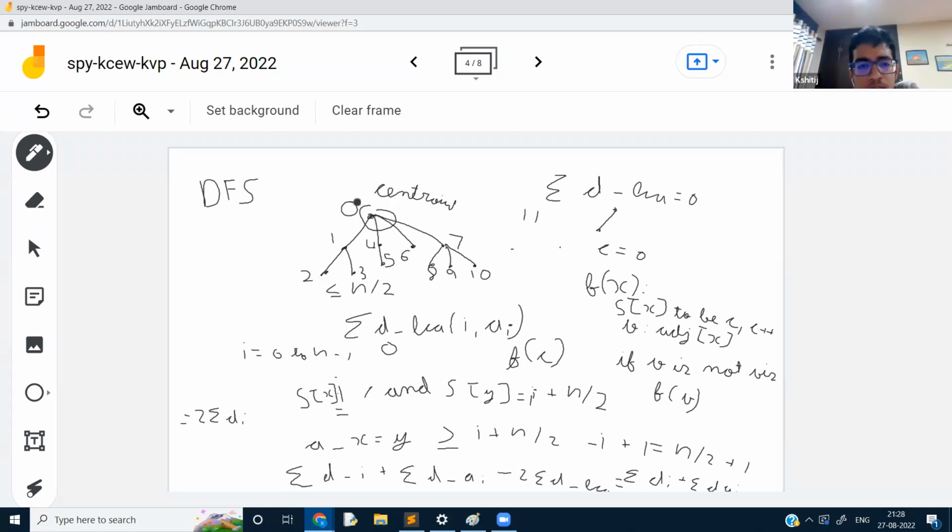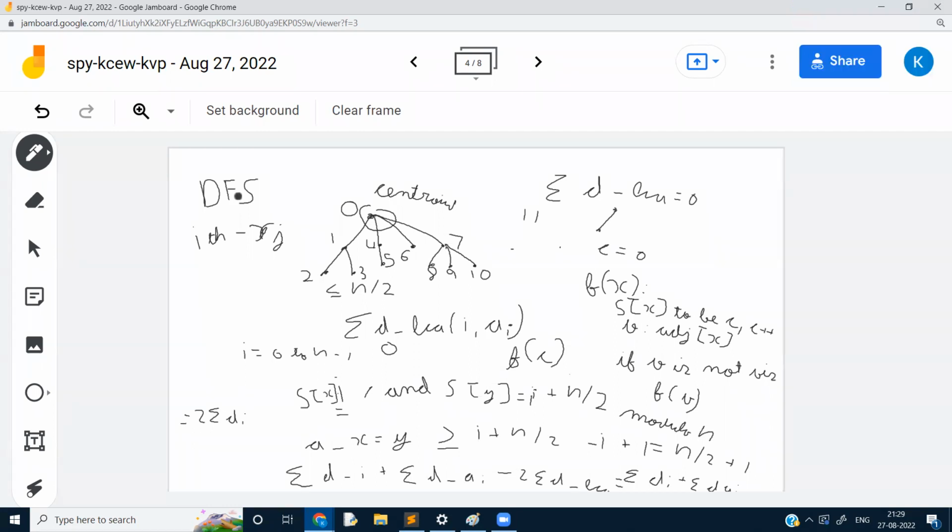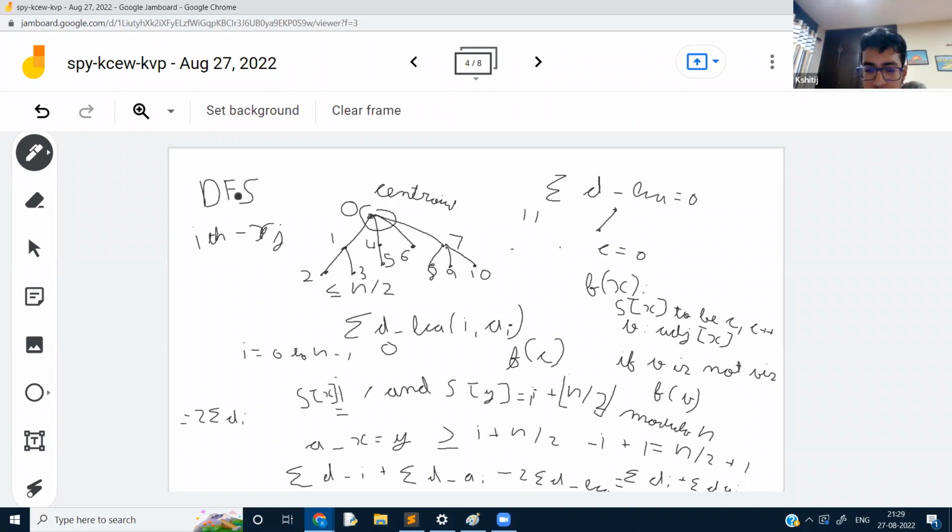No, we don't add n to this. We basically match the 0th node with the n by 2 node. This is not the number of the node, but the start time. So basically, the start time i node will be assigned to the node. Let the start time be j, and this is not actually i plus n by 2, but we add a modulo n over here. And we take the floor over here, or ceil will also work.